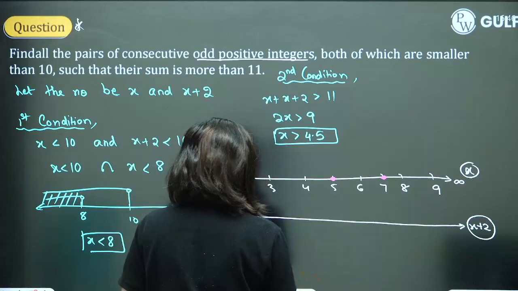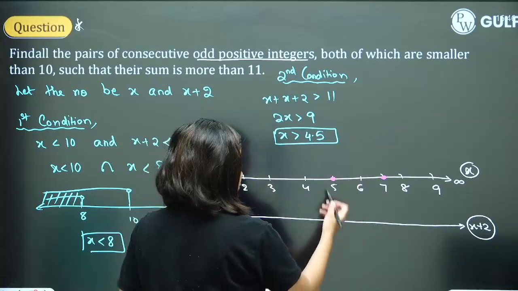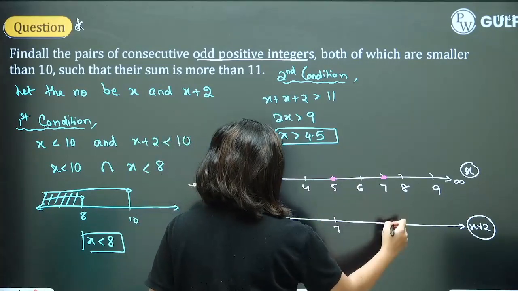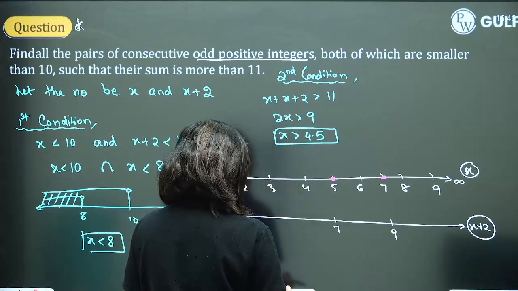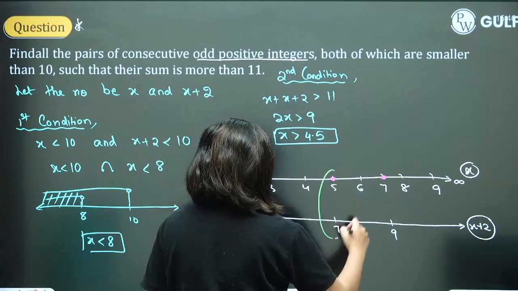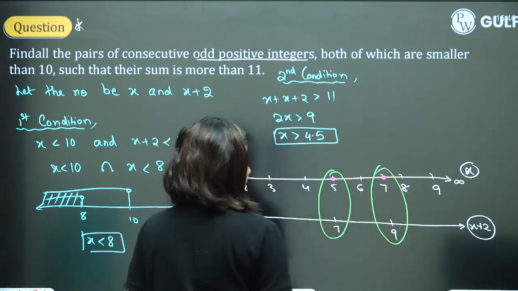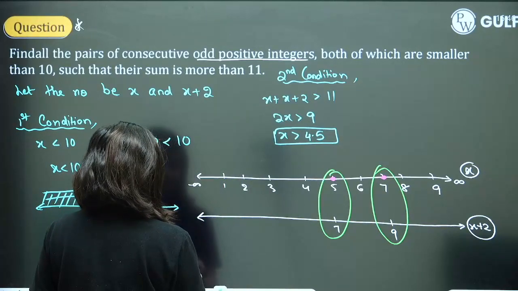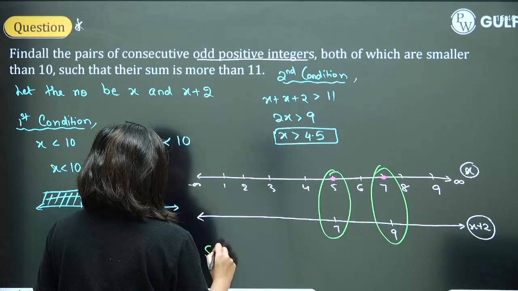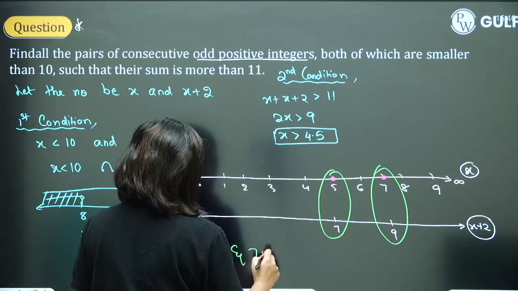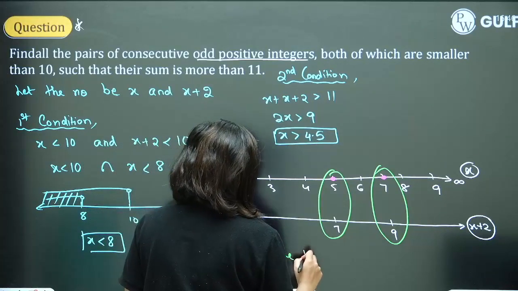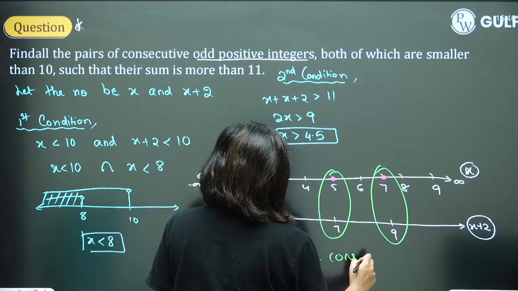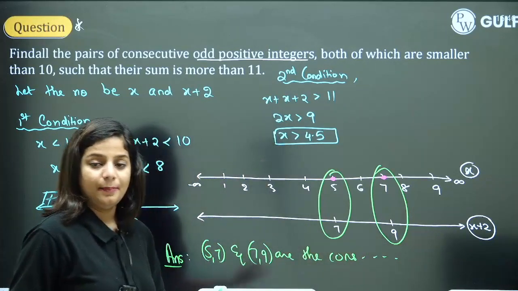Okay. If that's x, x plus 2: 5 plus 2 is 7, and 7 plus 2 is 9. Right? This is the only pairing possible. Nothing else. Final solution: 5, 7 and 7, 9 are the consecutive pairs of odd numbers.